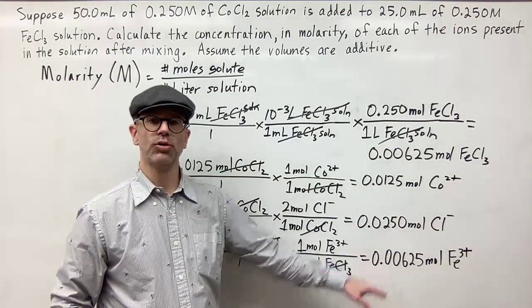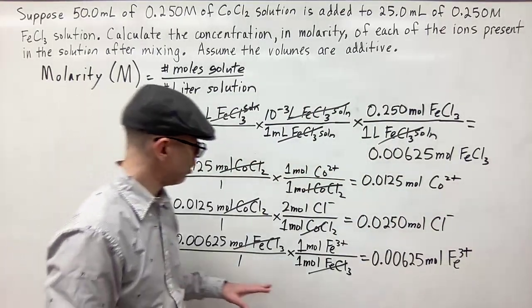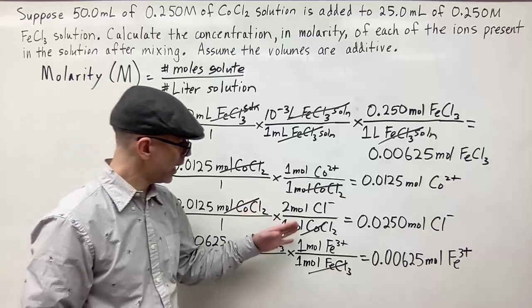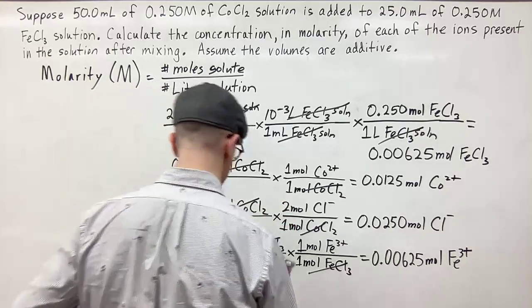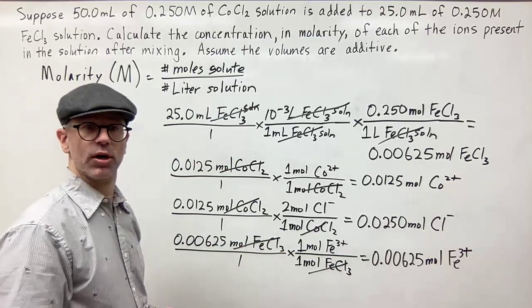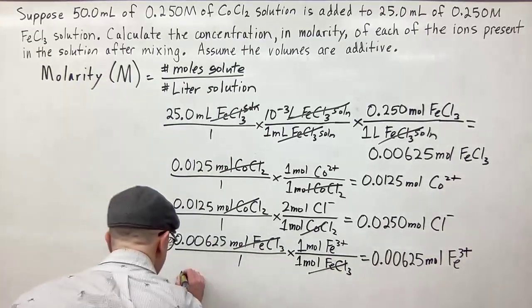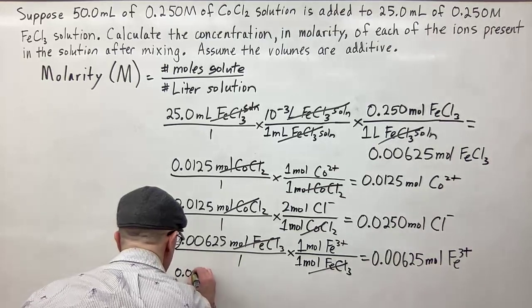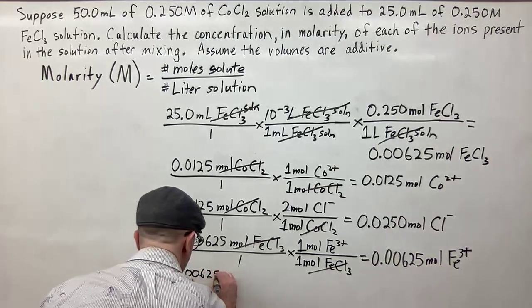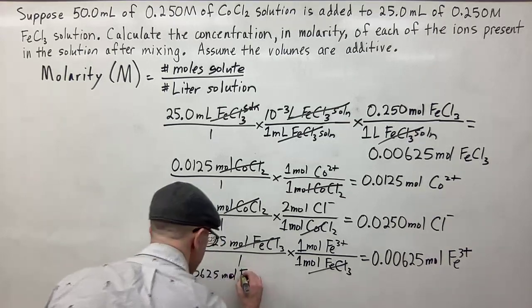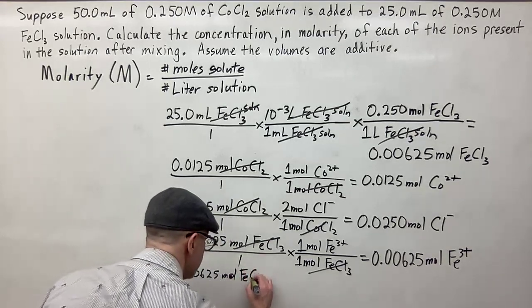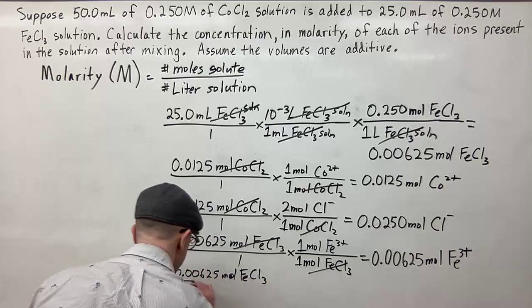So now I have the moles of iron. I'm going to calculate now the moles of chloride ion from the iron 3 chloride. So we're going to set that up, one more conversion. So again, I have 0.00625 moles of iron 3 chloride.